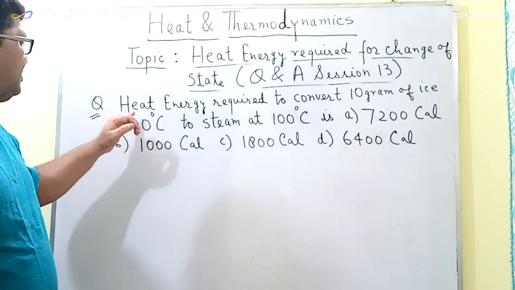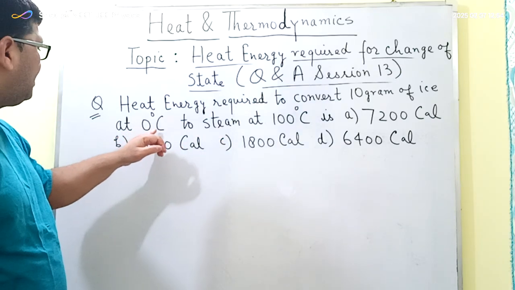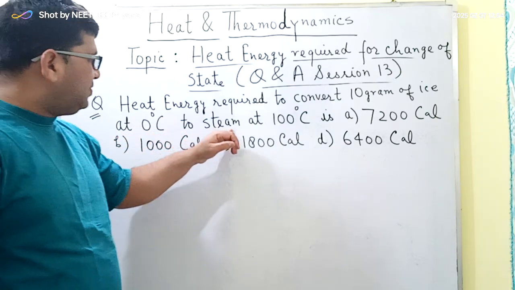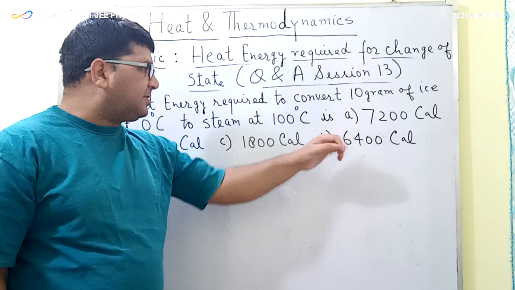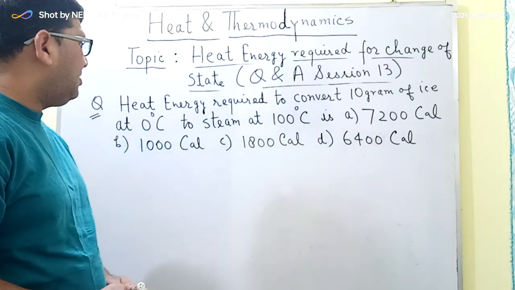So the question here is: the heat energy required to convert 10 gram of ice at 0 degree centigrade to steam at 100 degrees centigrade is. There are 4 options given here and we have to find the correct one.